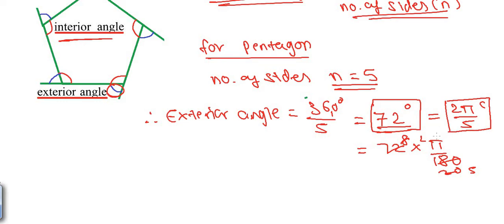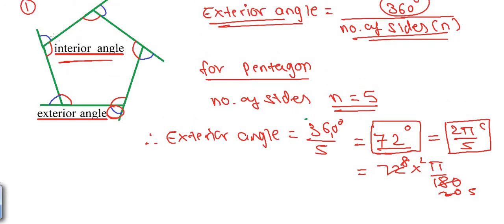Exterior angles in degree measure and radian measure. Now we will find the interior angle. Now have a look at the diagram. Everywhere you will find that interior angle and exterior angle form a linear angle. See this, they form a linear angle.